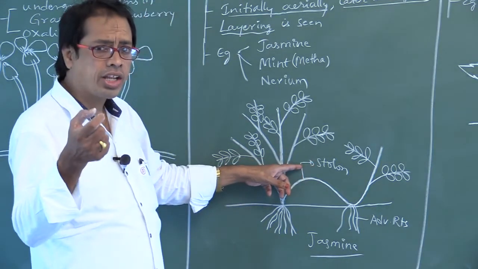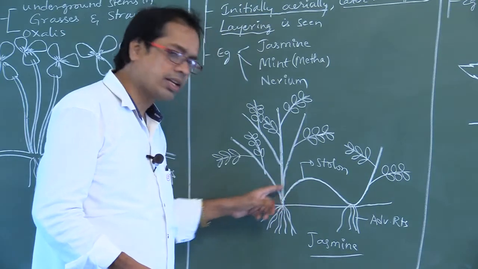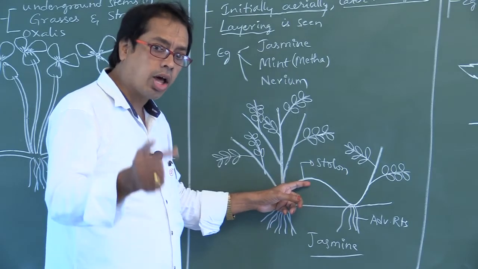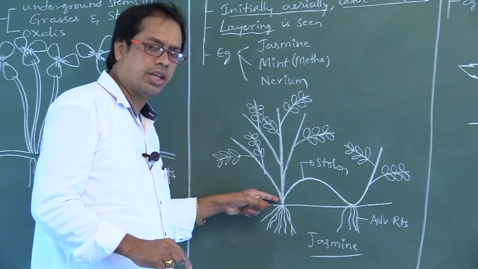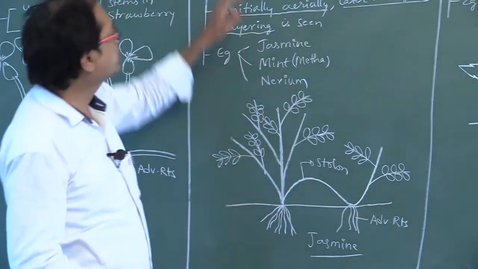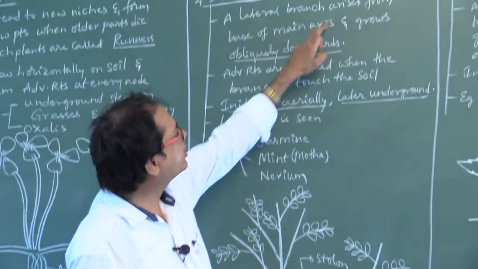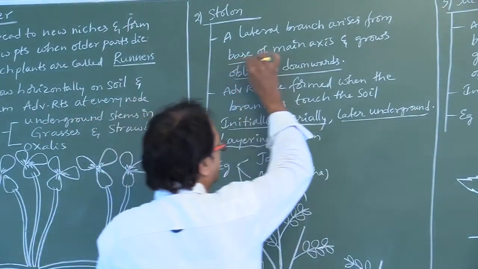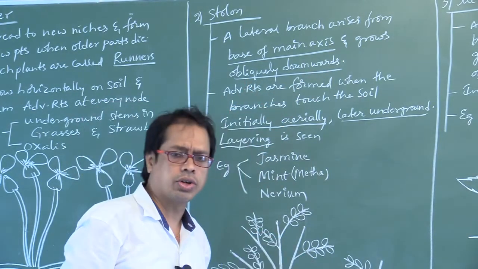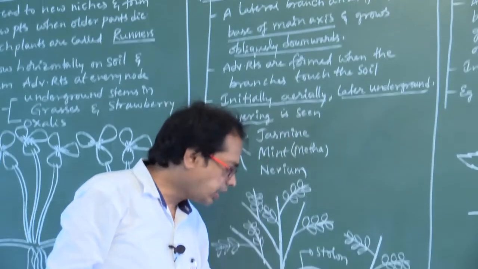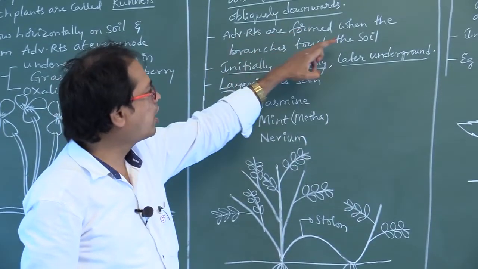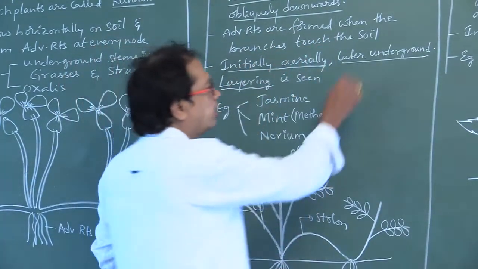So, where is this stolon developed? At the base of the main axis. A single lateral branch develops from the base of the main axis and grows obliquely downwards. Whenever it touches the soil, many adventitious roots are formed.